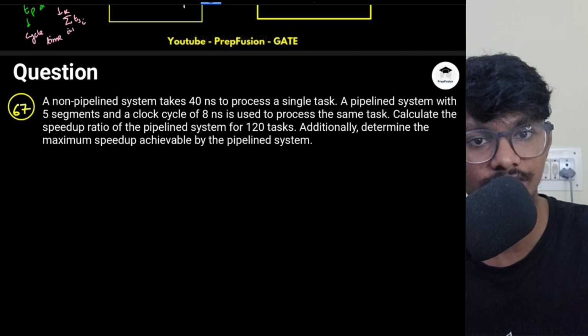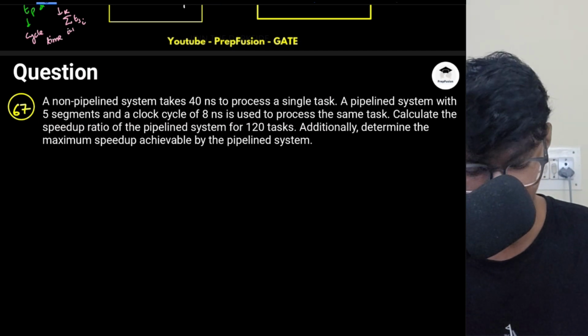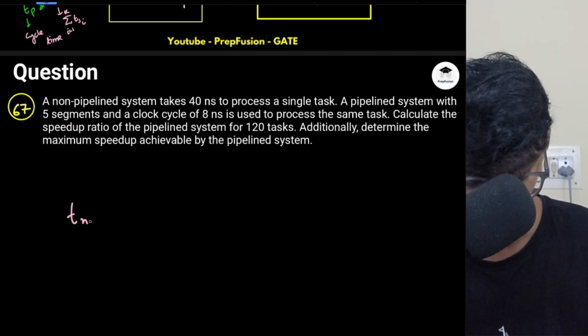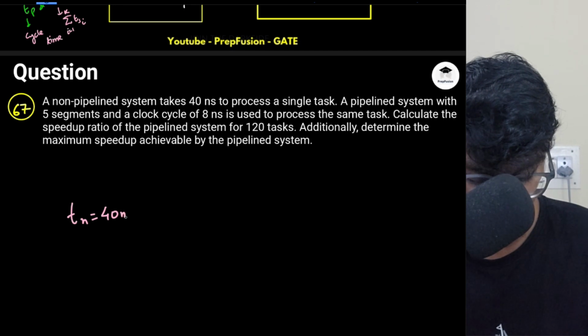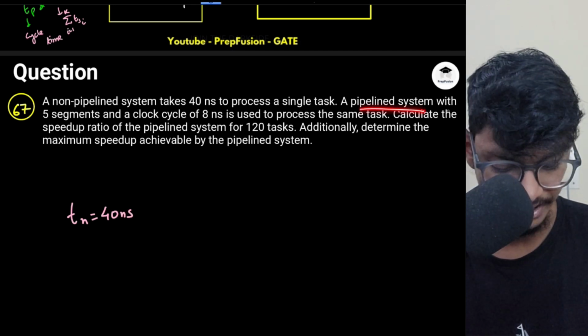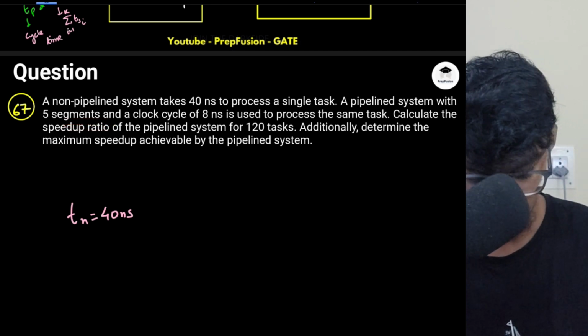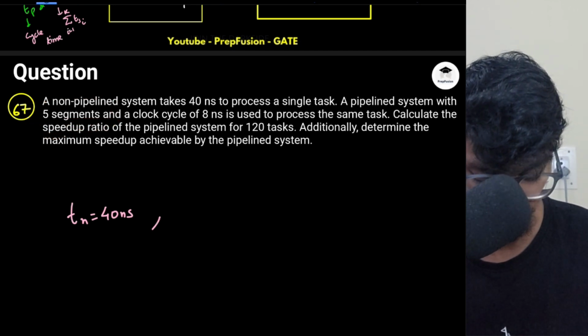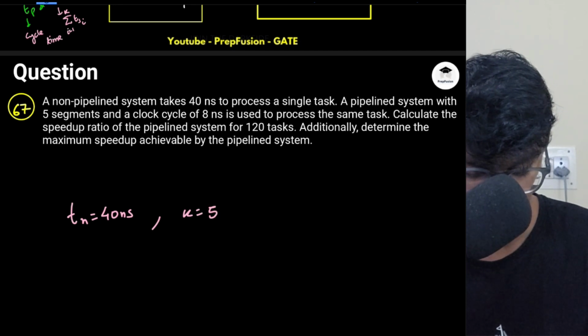It gives me the information about TN. To process a single task, it takes 40 nanoseconds. So TN will be equal to 40 nanoseconds. Next, let's read the question. A pipeline system with 5 segments. Whenever the number of segments is given, what does it signify? That is equal to my k, that is equal to 5.